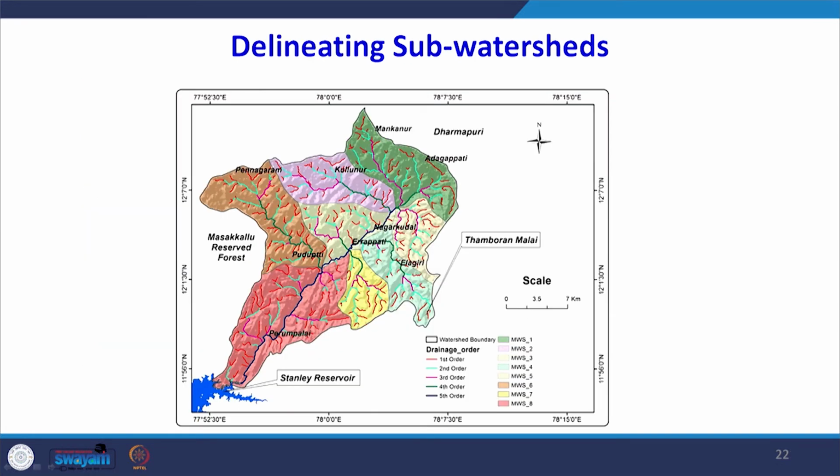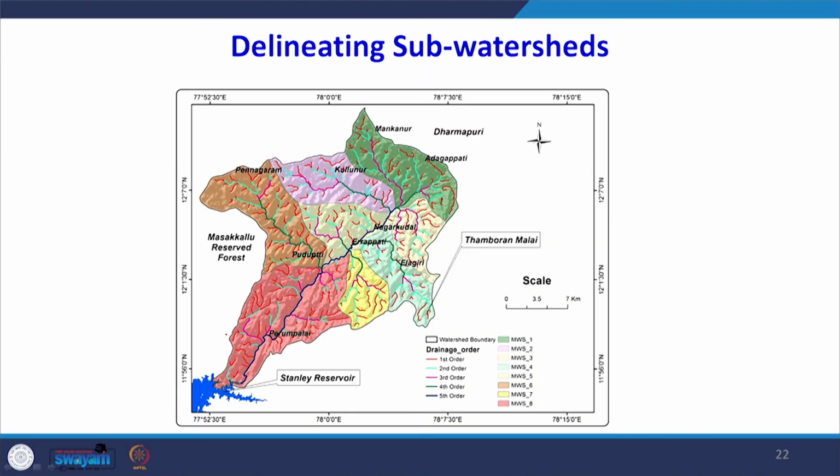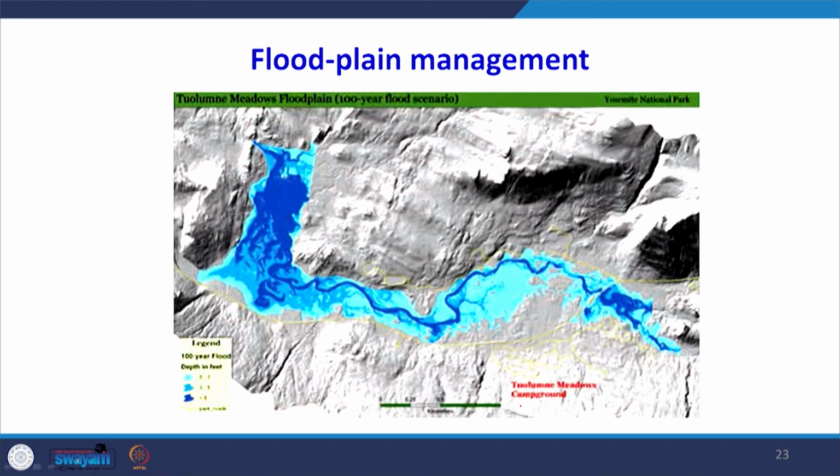Or I can delineate sub watersheds. If it is a large watershed and I want to delineate further smaller watersheds according to the tributaries of the main river, there are several tributaries in the area which ultimately join the 5th order stream. So according to the tributaries, according to those side channels, one can carry out the sub watershed analysis. Here the different colors are indicating the different watersheds. The order of the stream is shown, and then the different watersheds. Here 8 watersheds have been delineated by the GIS software.